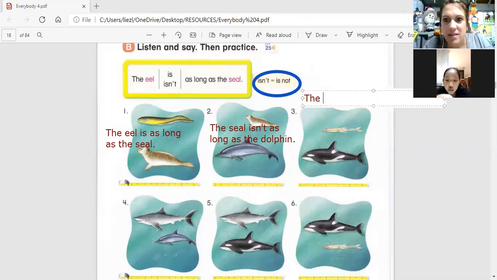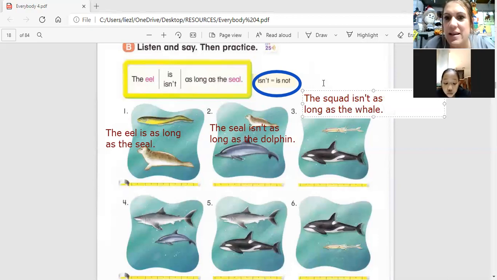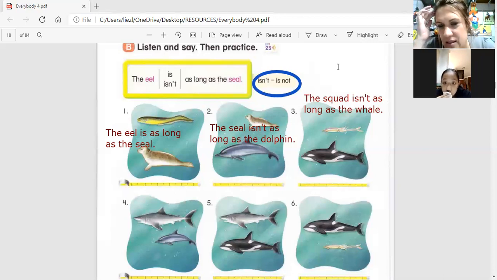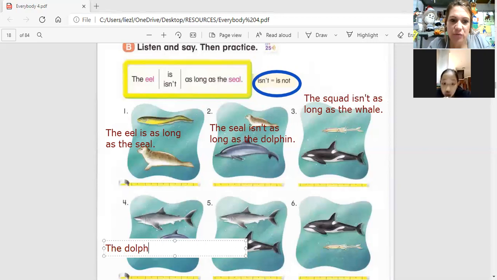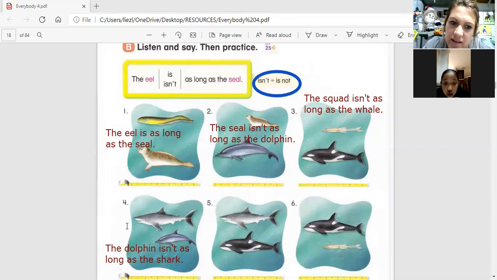Number three. The squid isn't as long as the whale. Yes. Number four. The dolphin isn't as long as the shark. Yes.